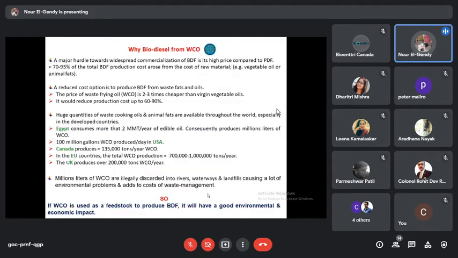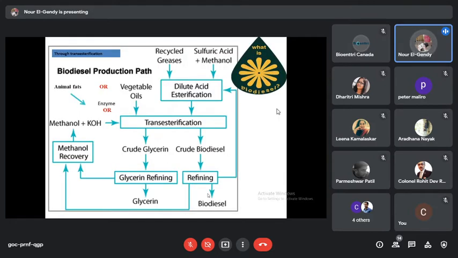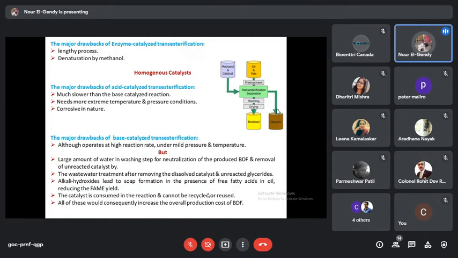Why is biodiesel from waste cooking oil more preferable? Because it will decrease the overall cost of the preparation of biodiesel by approximately 70 to 95%. And it also overcomes the waste management problem. However, the process of biodiesel production suffers from some drawbacks in the transesterification process. If enzymes are used for the production of biodiesel, it is a lengthy process, and the alcohol used leads to denaturation of these expensive enzymes.